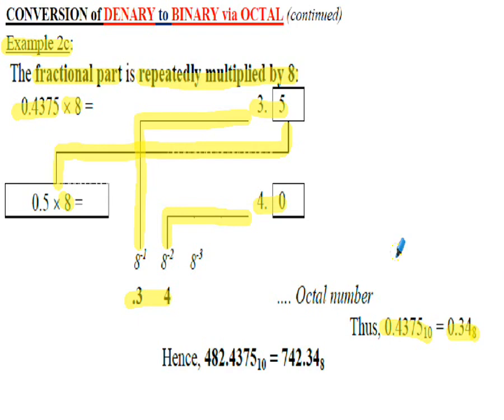So now bringing together the solution on the previous slide for the integer part of the number with the solution for the fractional part on this slide, we can write that 482.4375 in base 10 is equivalent to 742.34 in octal.